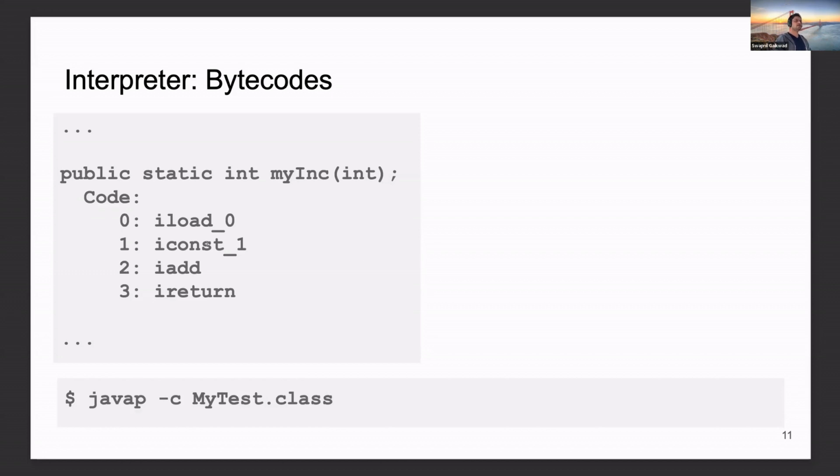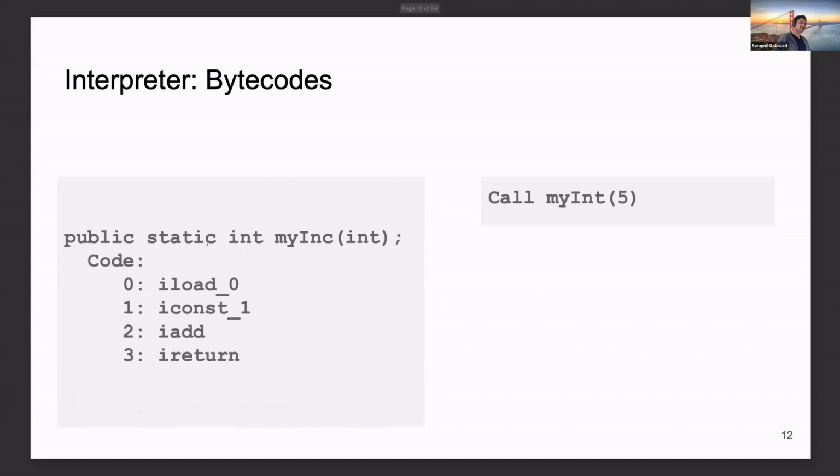Cool. So when we execute this method, let's say myInc5, then in the interpreter, it will start its execution from the first bytecode, iload_0. And here is the thing: the interpreter assumes the JVM as a stack machine. So basically, all the bytecodes specify the operations that are performed on the stack.